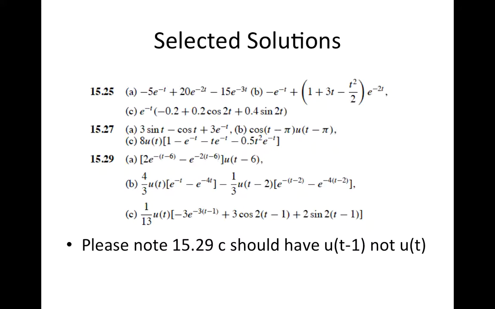All of the other time-shifted steps are correct in these answers. Just this first one on part C, this u of t should be u of t minus 1.